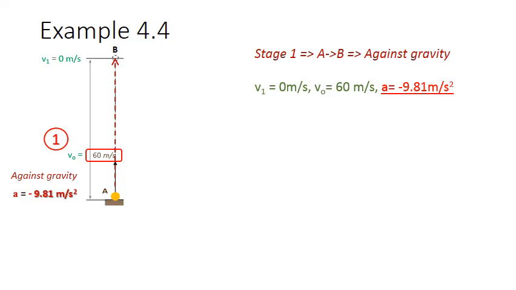Our objective is to find displacement s, that means the height that the ball rises from point A to B. Looking through the kinematics formulas we are given, there's one formula that stands out, which is v1 squared equals v0 squared plus 2as. Why should we use this formula? The reason is very simple: the given values are contained in this equation, and the unknown we are trying to find also resides in this equation.